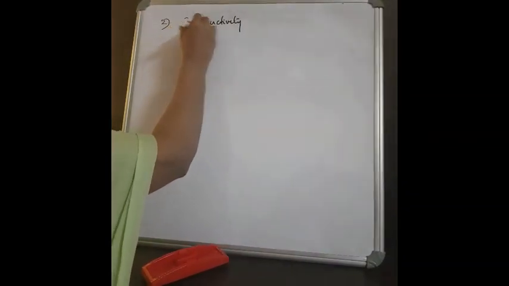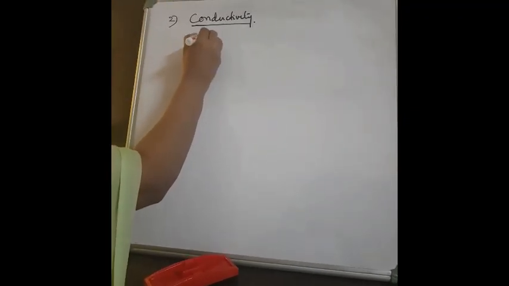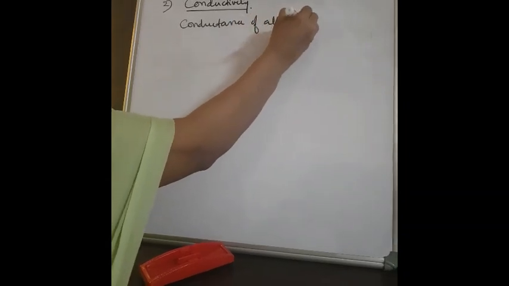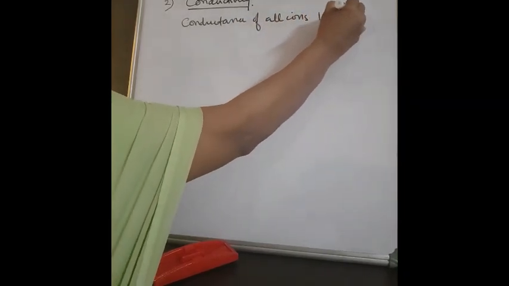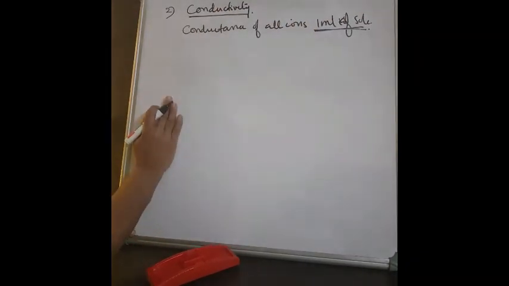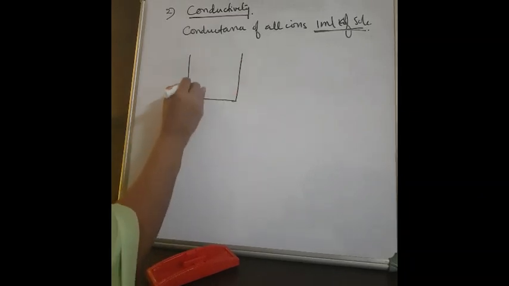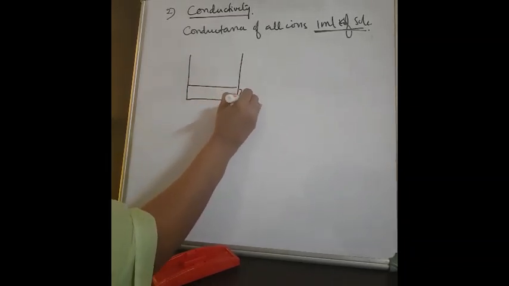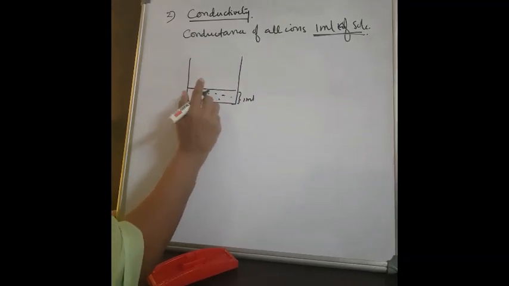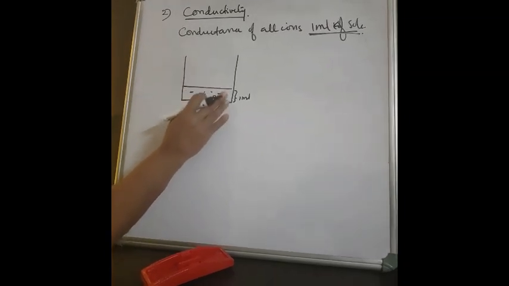Okay, listen carefully. Conductivity is the conductance of all the ions present in 1 ml of the solution. Is it clear? 1 ml of solution. Now, suppose you have 1 ml of solution, and suppose you have 2 ions there, that is one cation and another anion. 2 ions are there in this 1 ml.